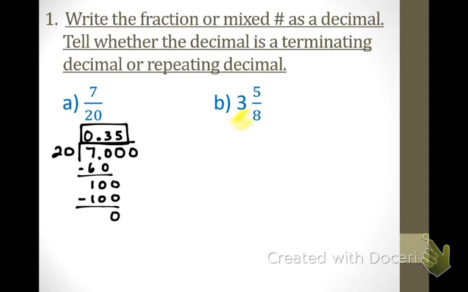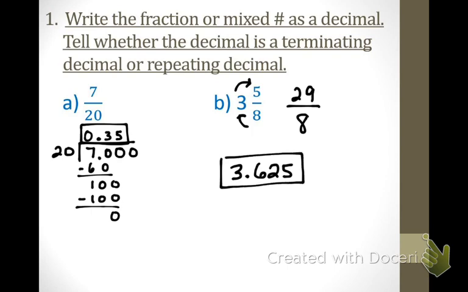Okay, 8 times 3 is what? 24. And then plus 5 is what? 29. Okay, so what's my answer? 29/8. Now, if you wanted to, you can definitely do 29 divided by 8, or you can just put it into your calculator and see what it would come out as a decimal. Kyla, what did you get? 3.625.